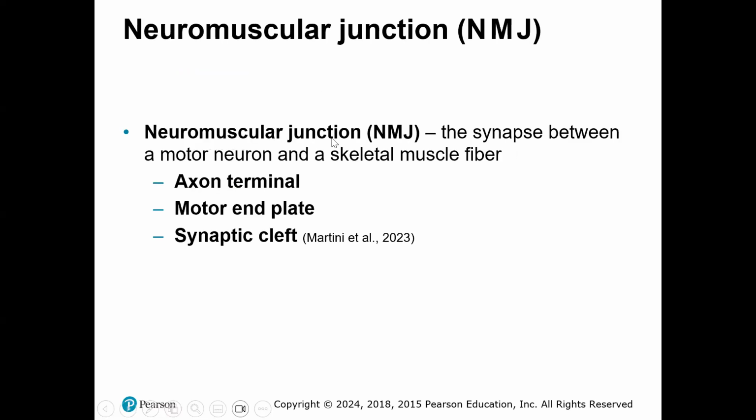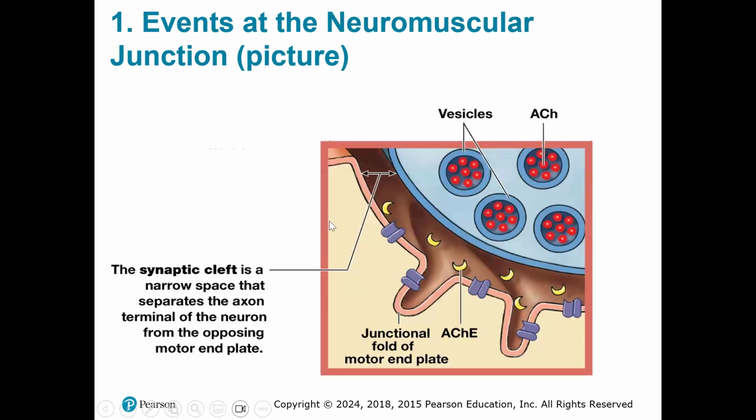First of all, you have to understand the structure of the neuromuscular junction. It has the axon terminal, the motor end plate, and then the synaptic cleft right here. Okay, so the axon terminal is right here, and then the motor end plate, and the space between them is called the synaptic cleft.